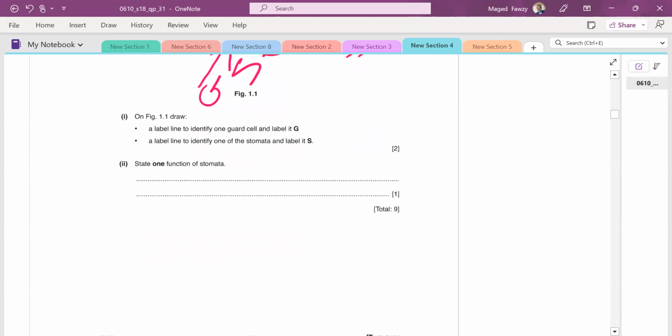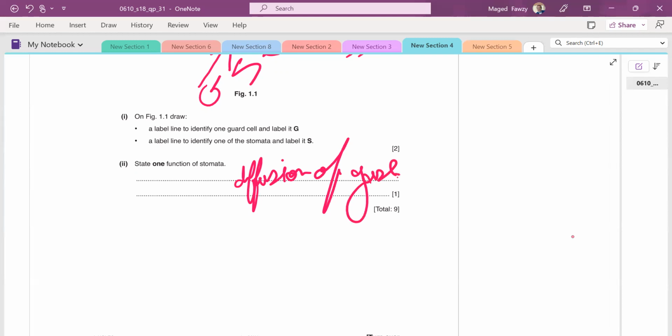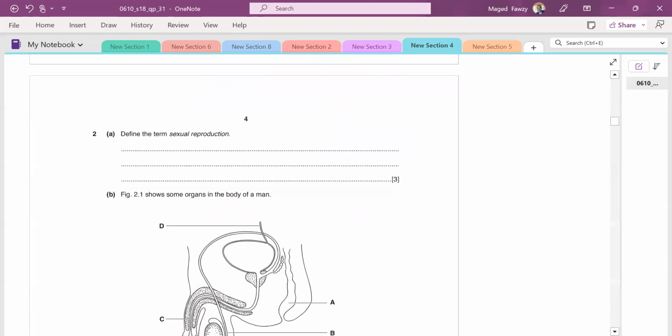State the function of stomata. What is the main function of stomata? As you can see, it is a site of gas exchange or diffusion of gases in plants. So stomata in plants diffuse oxygen and carbon dioxide. Definitely, we cannot ignore water vapor. So you will say diffusion of gases, and this will be the answer. And there is no need to write more because it is a 1 mark question.